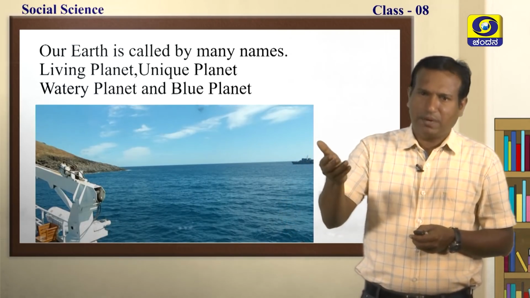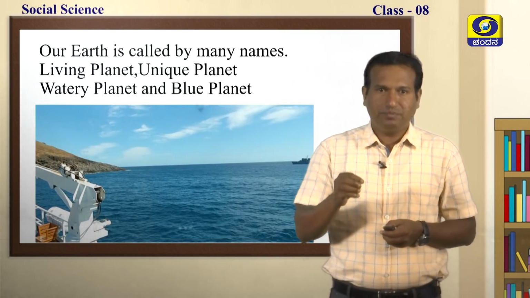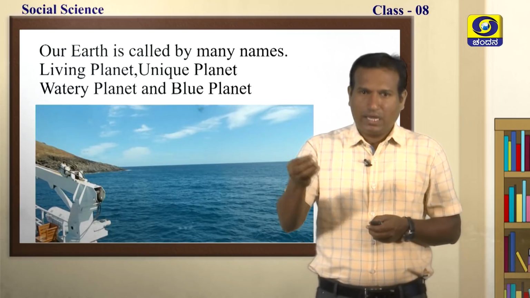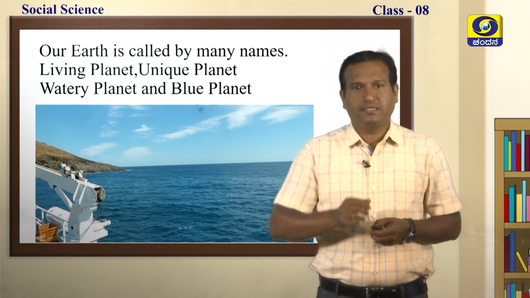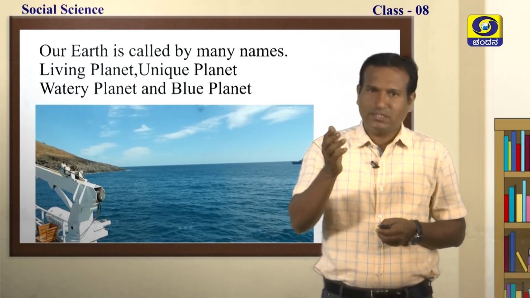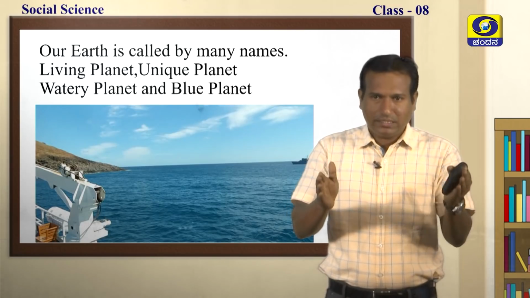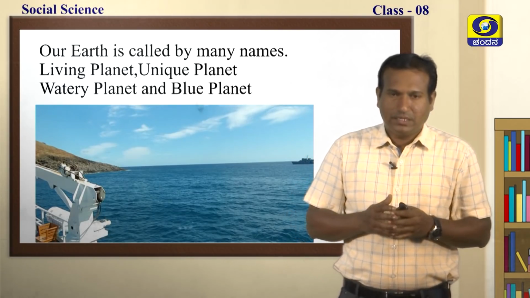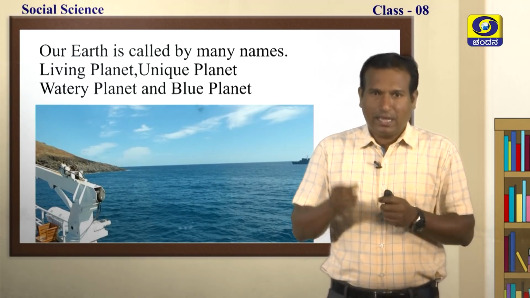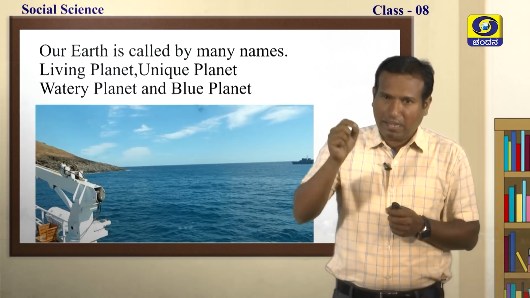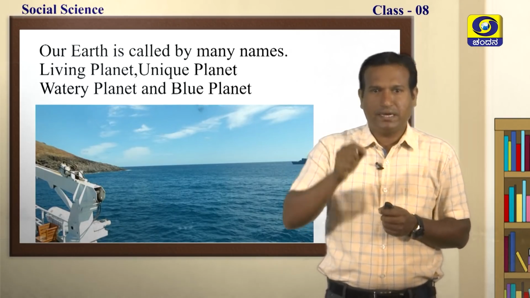Why is it called a living planet? As I told you earlier, living organisms, plants, animals or human beings live on this Earth. So that is why it is called a living planet. It is also called a unique planet because only on this planet can we see plants, animals and human beings living. That is why you can say it is a unique planet.